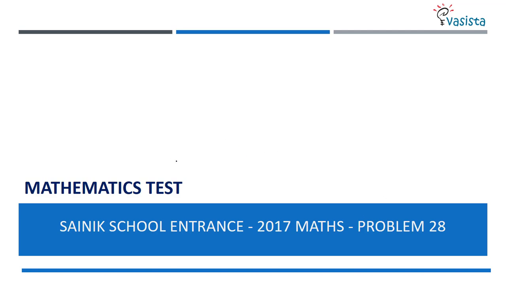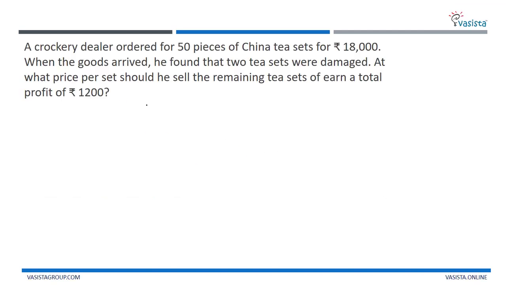Fine. This is problem number 28. Let us check out this. A crockery dealer ordered 50 pieces of china tea sets for rupees 18,000. So what can we do now? They have given the cost price. The cost price of the china tea sets is 18,000 rupees.